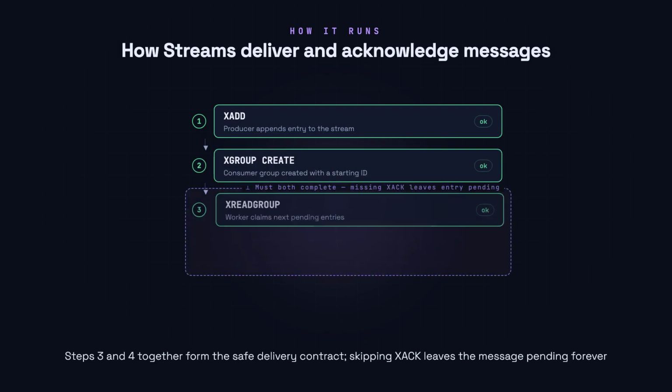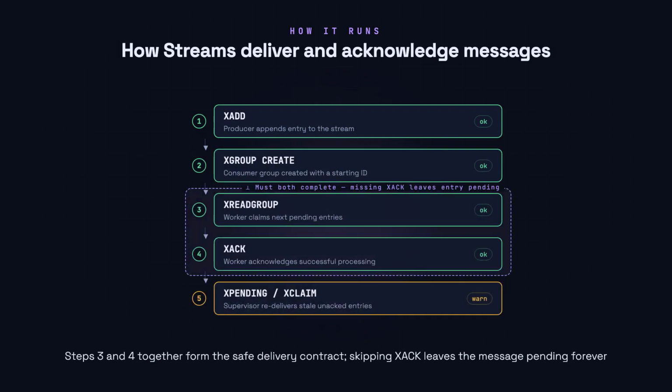A producer calls XADD to append a message. A consumer group worker calls XREADGROUP to claim it, then must call XACK after processing. If XACK is never called, XPENDING and XCLAIM let another worker rescue the stale entry.